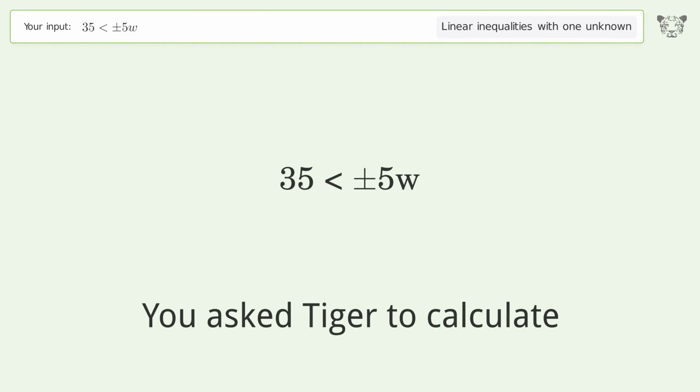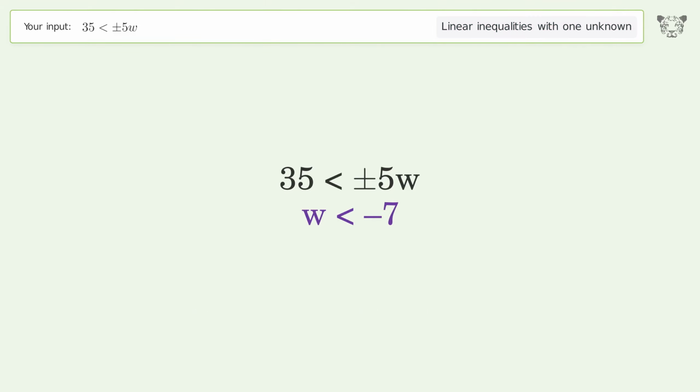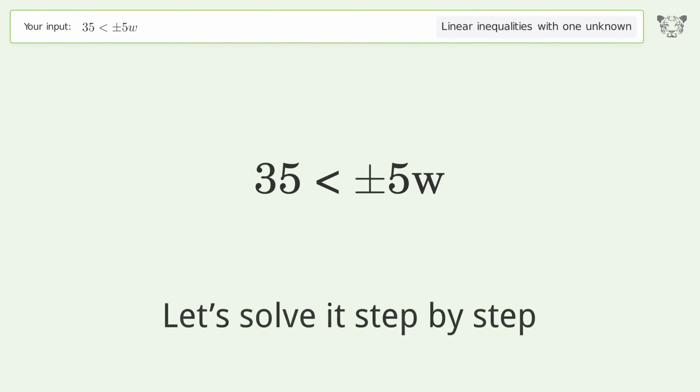You ask Tiger to calculate. This deals with linear inequalities with one unknown. The final result is w smaller than -7. Let's solve it step by step. Swap sides.